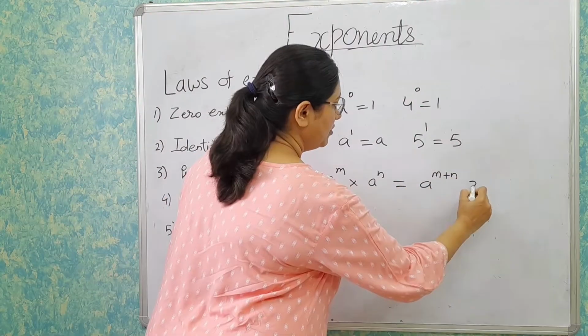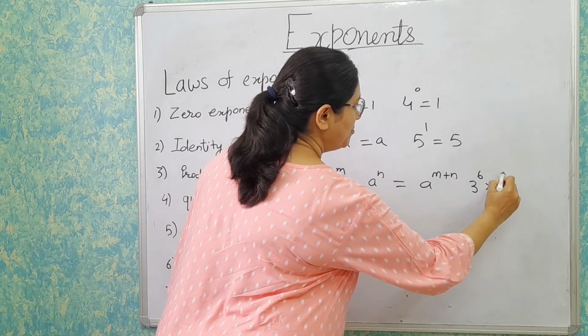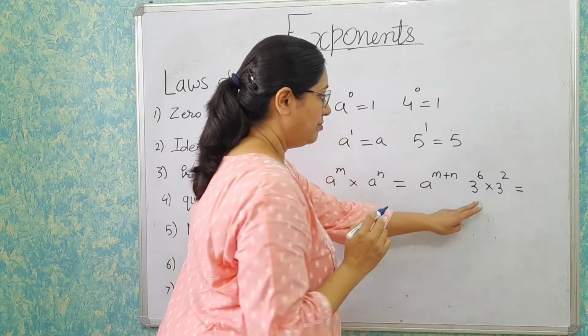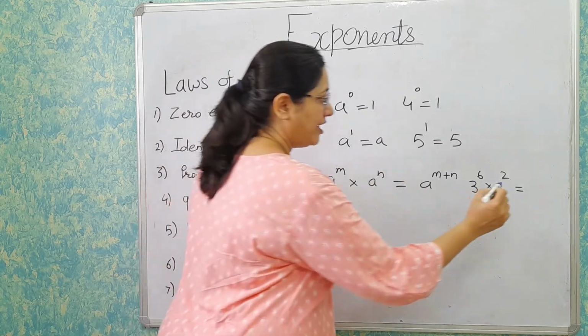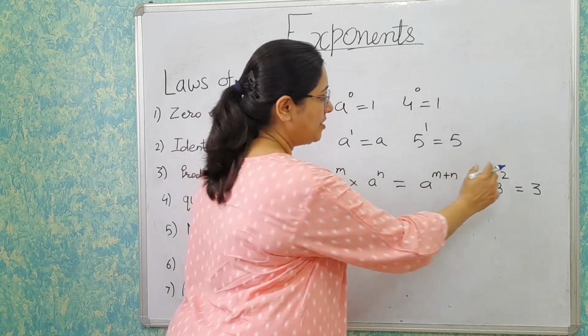Example, 3 raised to the power 6 multiplied by 3 raised to the power 2. Bases are the same, so I just have to write the base as it is. I will write 3 and now I have to add 6 plus 2.